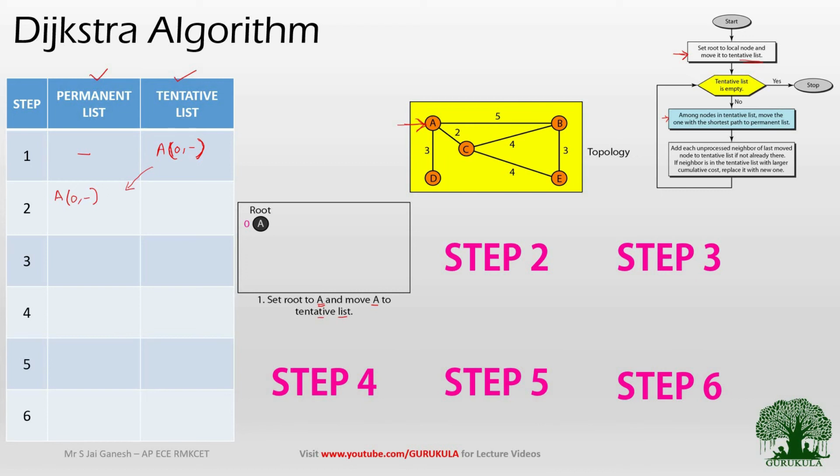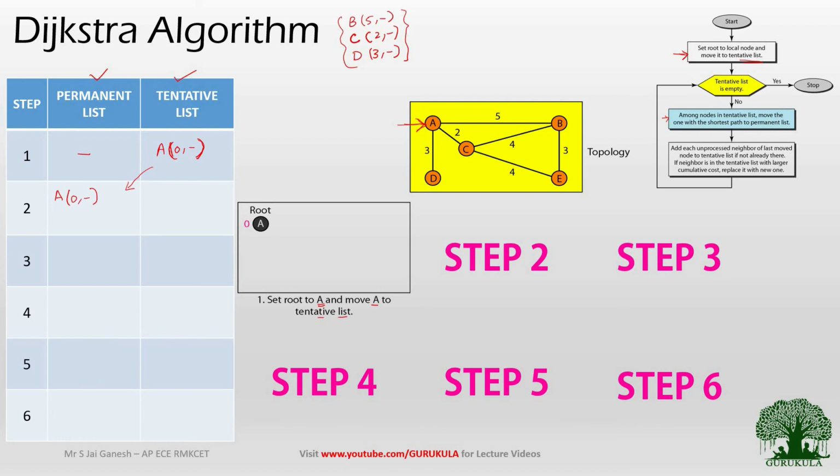Now let us identify what all the neighbors of A are. A can reach B with the cost of 5, and it is directly connected. The second neighbor of A is C, and we can reach C with the cost of 2, and it is a directly connected node. And then we can reach D with the cost of 3, and it is a directly connected node. So these three entries are the neighbors of A.